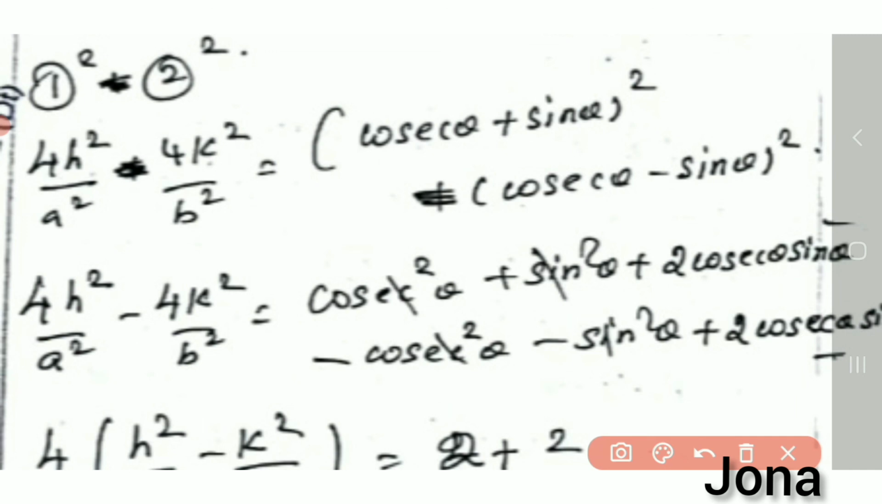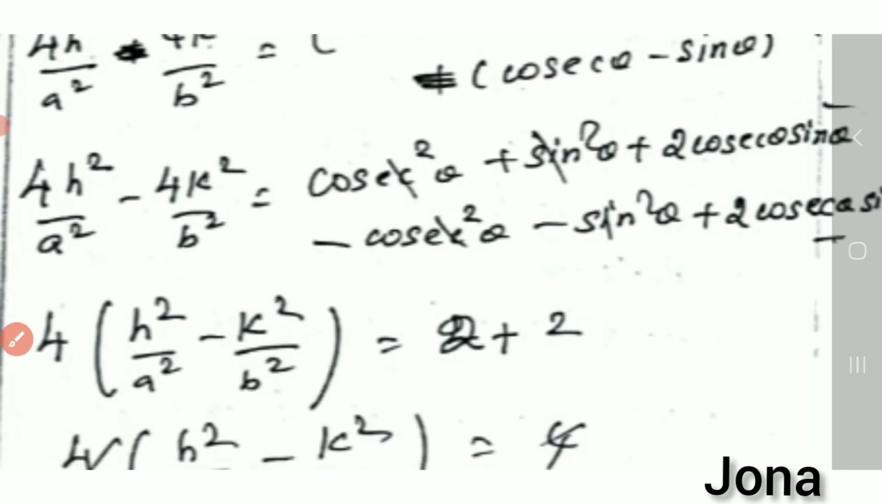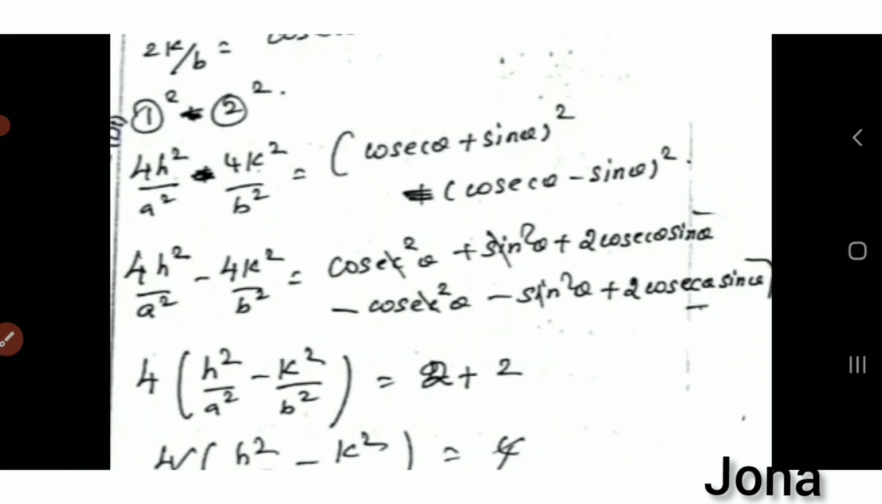And then if you simplify this, we have 4 into h square by a square minus k square by b square equal to, if we cancel everything on the right hand side, simply 2 plus 2, that means 4. So the 4 and 4 will get cancelled. So we have the remaining thing as h square by a square minus k square by b square equal to 1. If we want to write the locus of this, in terms of x and y we have to write. Therefore the locus of the equation is x square by a square minus y square by b square equal to 1 here.